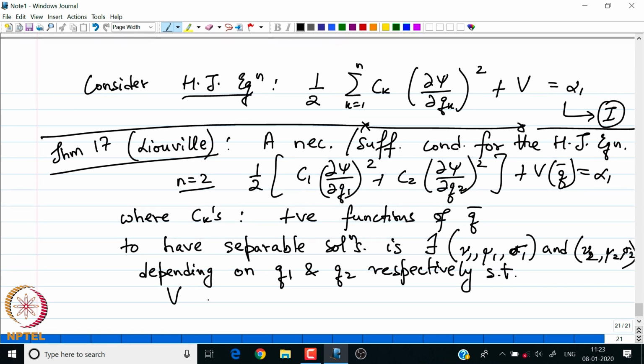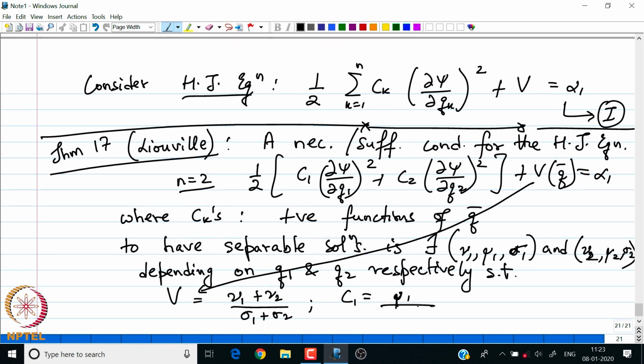my function V can be written as nu1 plus nu2 divided by sigma 1 plus sigma 2, and c1 is mu1 divided by sigma 1 plus sigma 2, and c2 is mu2 divided by sigma 1 plus sigma 2. The moment we are able to write these functions of the generalized coordinates capital Q and this function V in this form, we are guaranteed to have a separable solution. That is what Liouville stated and proved, right.